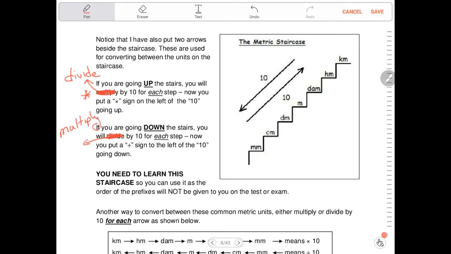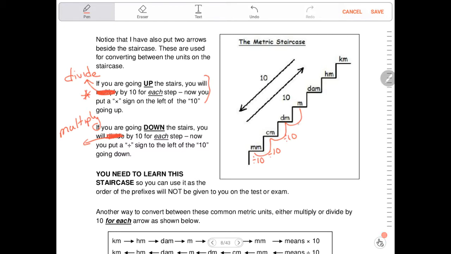Okay. Now, why the heck do we want to do that? I just want to bring your attention to this staircase over here. What I want you to know is, if we read this paragraph, if you are going up the stairs, you will divide by 10 for each step. So if I go from mm, millimeters, to centimeters, decimeters, meters, each of those steps, if I wanted to go from one to another, I would divide by 10 for each step, and so on and so forth.